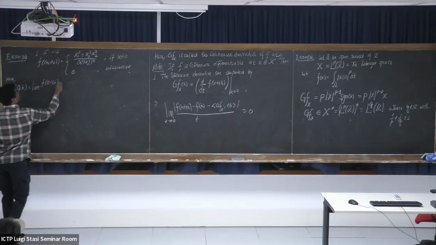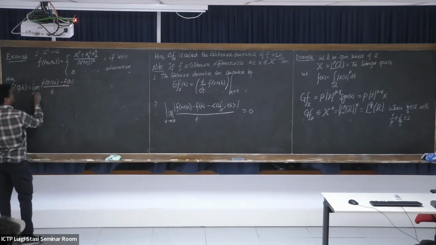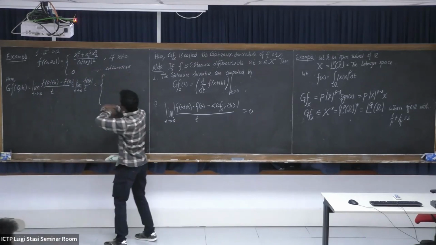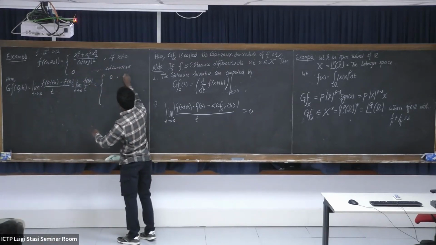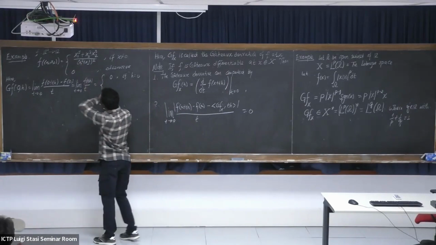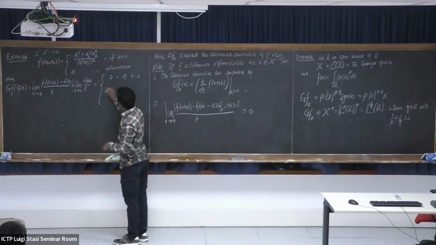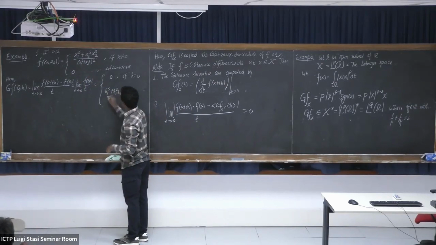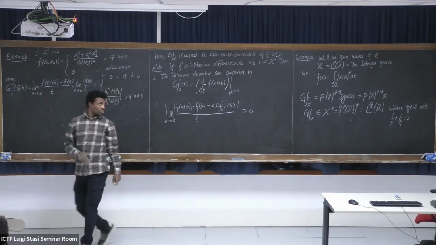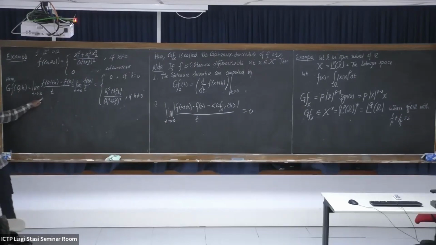0 plus h. 0. If h is 0, it's 0. If h is not 0, so we have this, t equals, h1 squared, h cubed over h1 squared plus h2 squared. This limit exists, but it is not here.